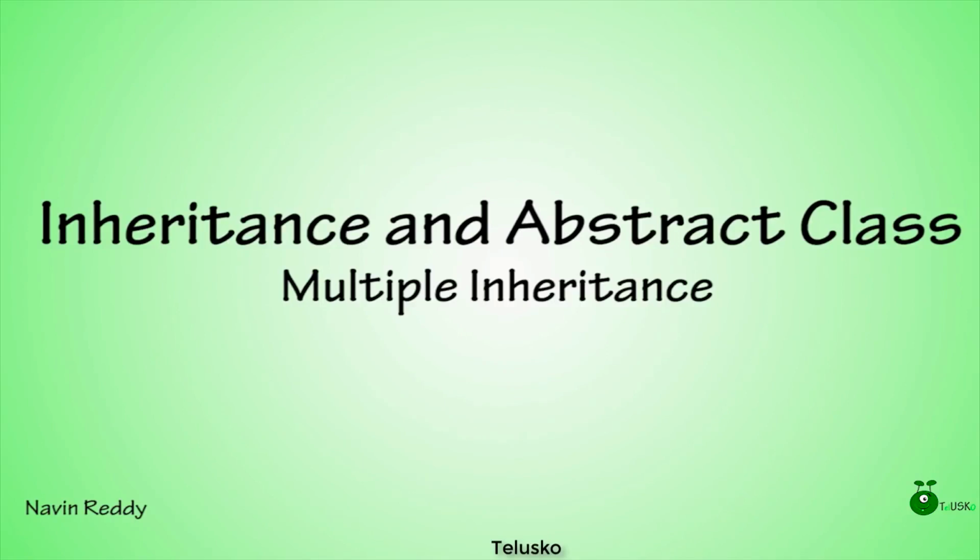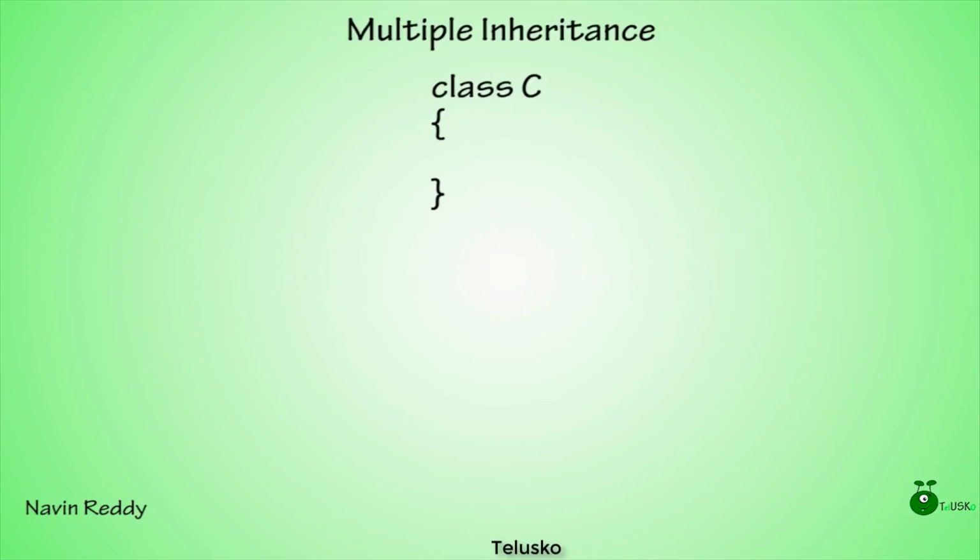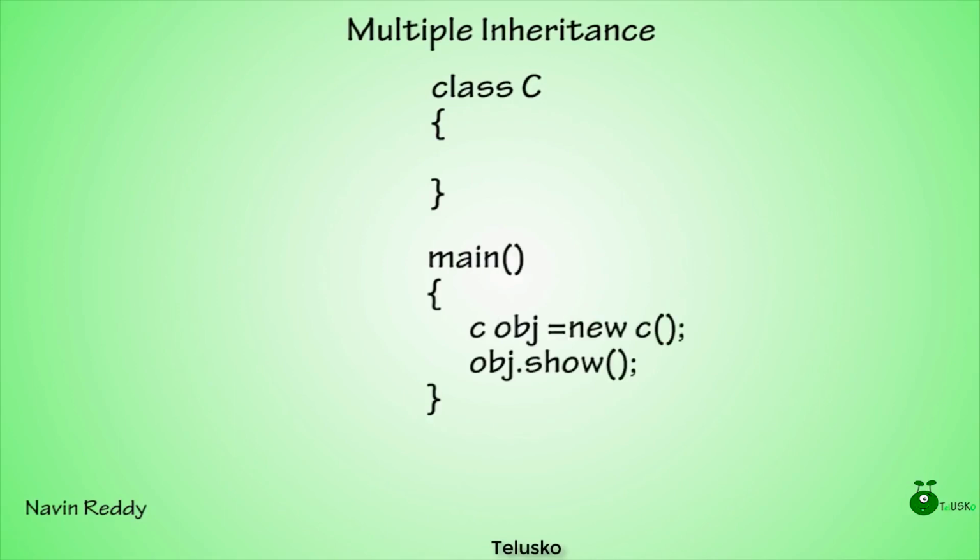So let's say we have a class C, and in this class C we don't have any method, let's say. And somewhere in your main method, you're creating an object of C. So when you say C obj = new C, it will create the object of C. That's perfect. But when you try to call obj.show, unfortunately we don't have a show method in C, right? So it will give you a compile time error, that we don't have a show method there.